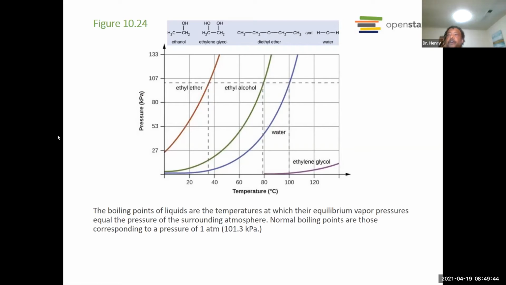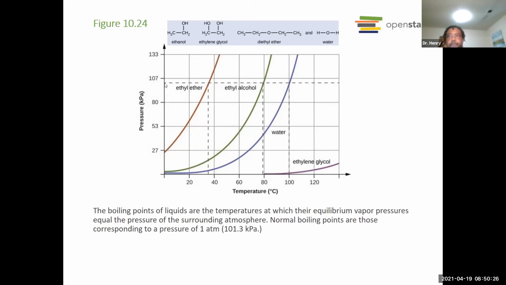Here we have those same 4 compounds: ethanol, ethylene glycol, diethyl ether, and water. These are the temperature and pressure curves for them. For the diethyl ether, it's a typo, I forgot to put the di part. At a pressure of 27 kilopascals, we're at approximately, what is that, 2 degrees Celsius, right?